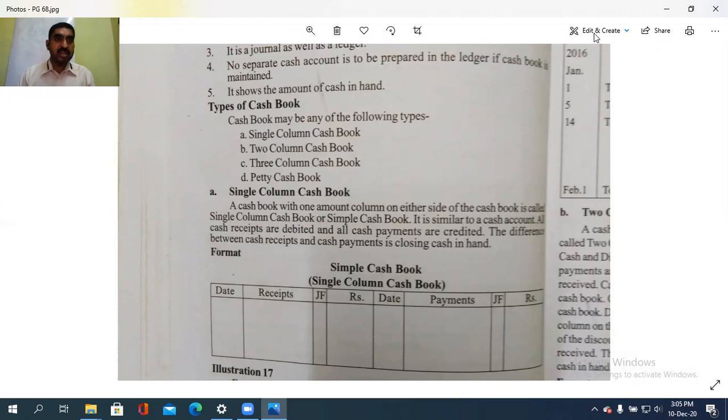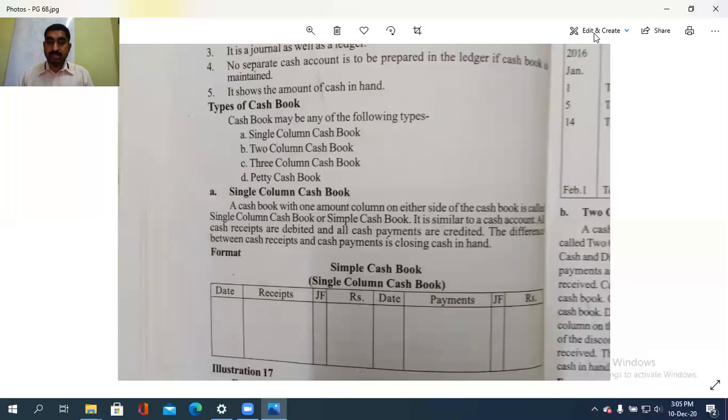All the cash receipts are debited and all the cash payments are credited, and the difference between cash receipts and cash payments is the closing cash in hand. How do we find the cash we currently have in hand? Compare the receipts and the payments. The difference is the closing cash in hand.